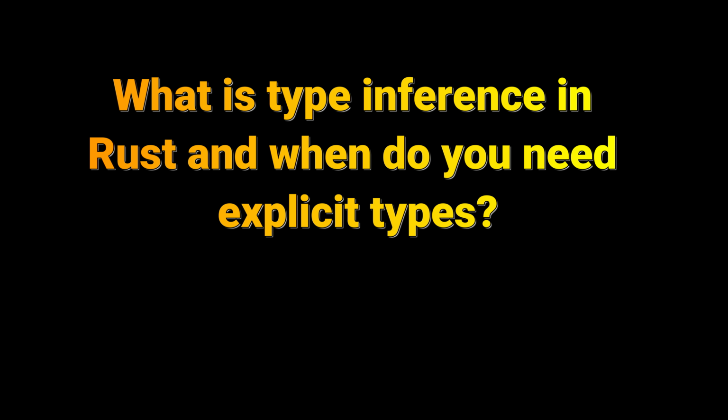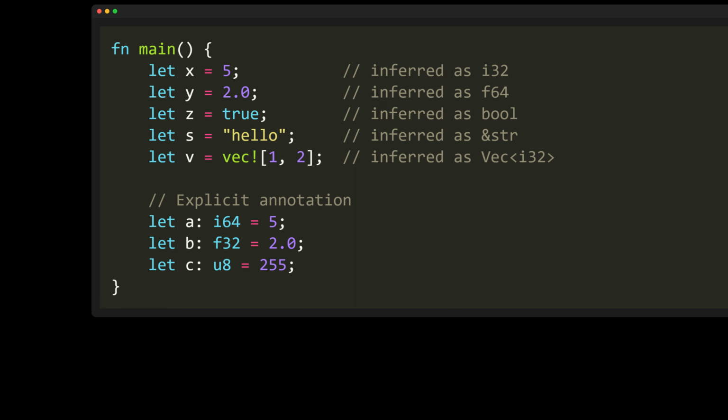What is type inference in Rust, and when do you need explicit types? Type inference in Rust means the compiler can automatically figure out the type of a variable from its value. For example, if you write let x equals 5, Rust understands that x is an integer. This makes the code shorter and easier to read.